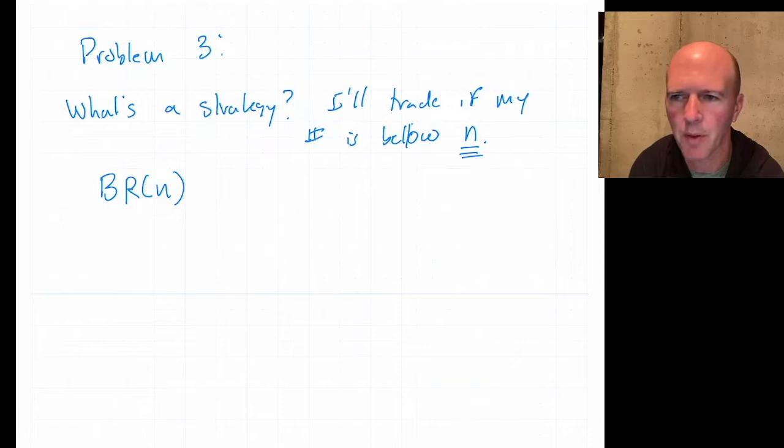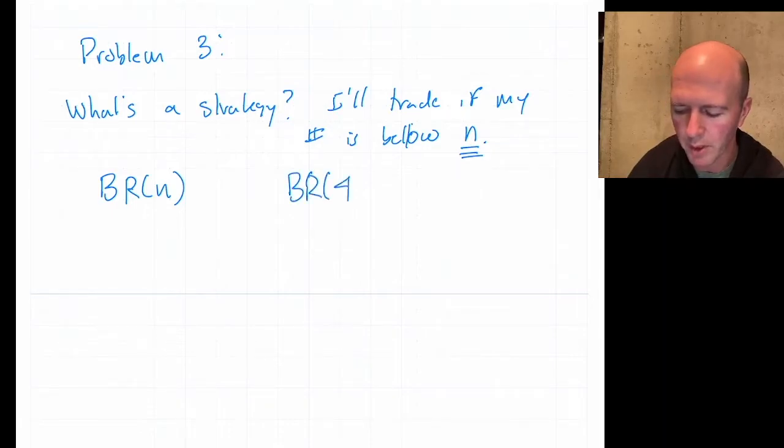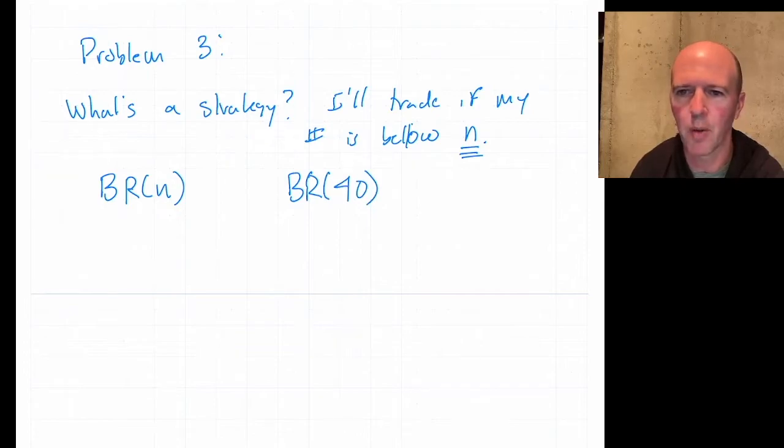And maybe it'll be helpful to make this more concrete. So let's pick a specific number. Suppose you knew the person's strategy was to trade if they had 40 or below. How would you respond to this? Would you trade if your number was 39? I wouldn't, because there's 40 possible numbers they could have, and the only thing that makes you better is 40.